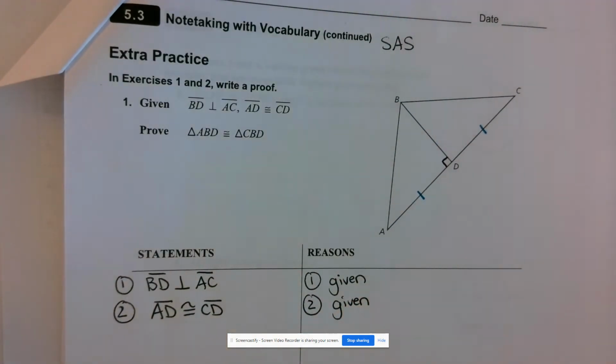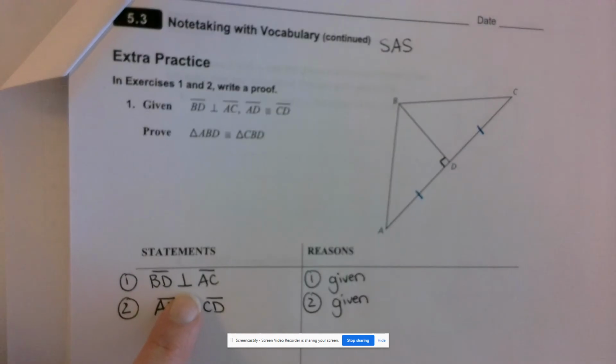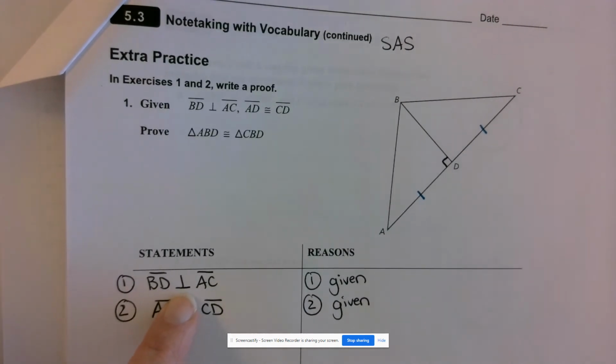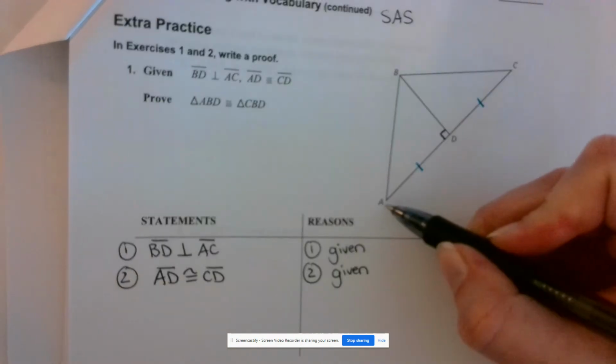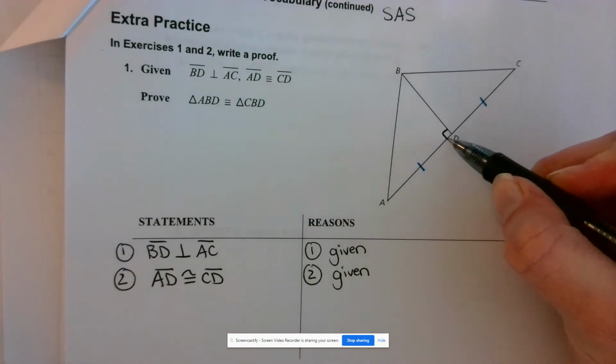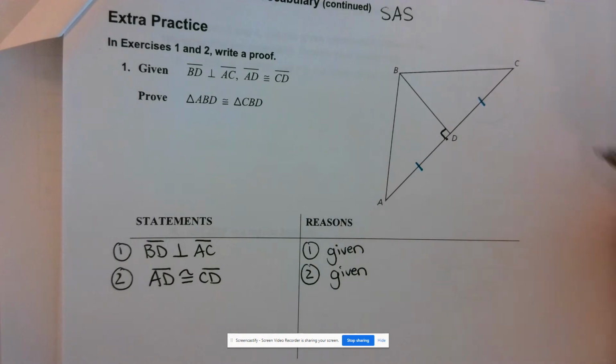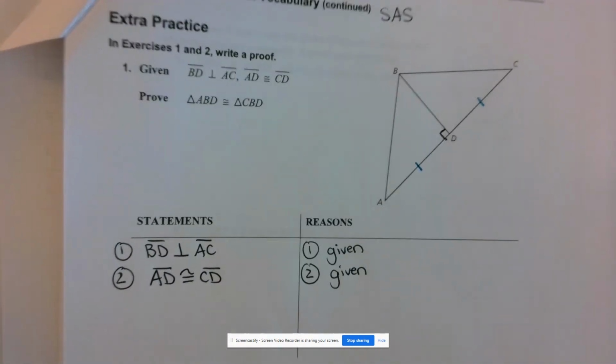All right, and so now that we have some of our given statements in our proof, we are trying to find other congruent angles or sides in these two triangles. So first of all, let's go back to this statement. Line segment BD is perpendicular to line segment AC. That makes this angle, angle ADB, a right angle. I wonder if that will help us find some congruent angles.